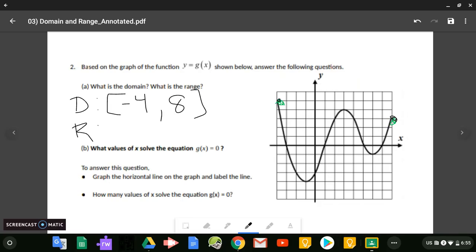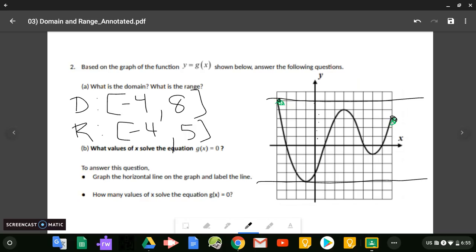The range, the lowest that this graph goes, is going to be 1, 2, 3, 4, -4, up to the tallest part that it reaches, 1, 2, 3, 4, 5. Okay, and again, we're going to use these brackets because we're including the values.